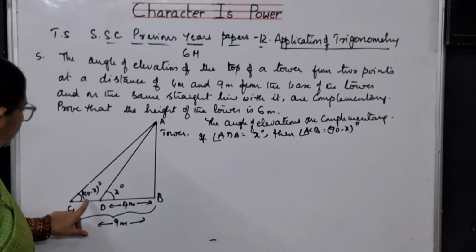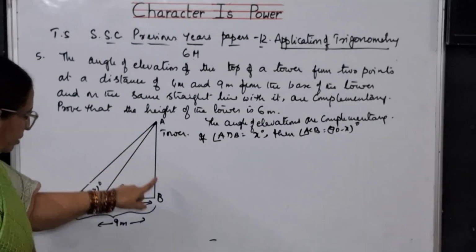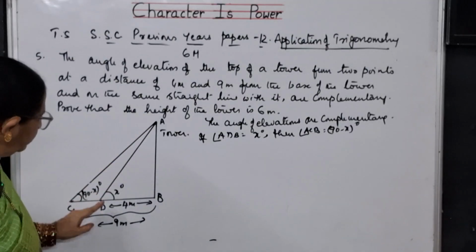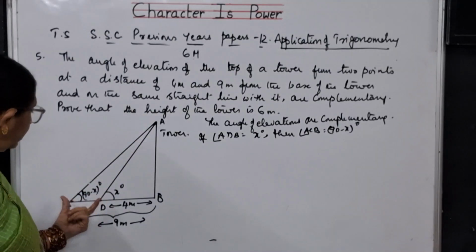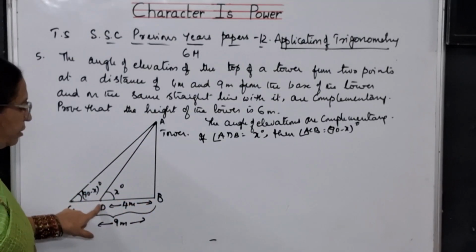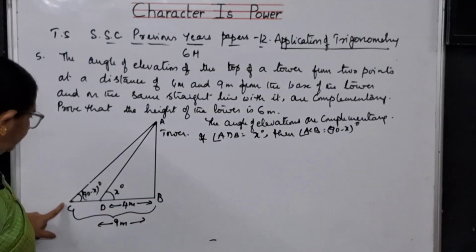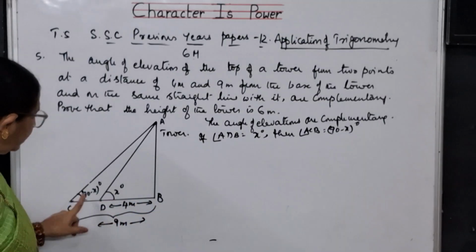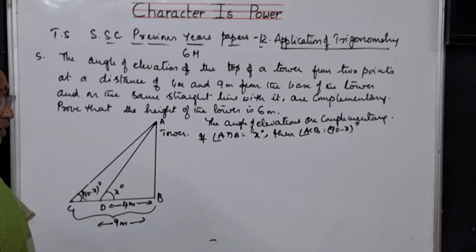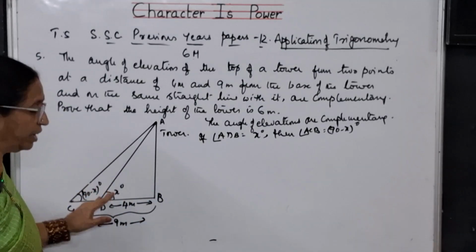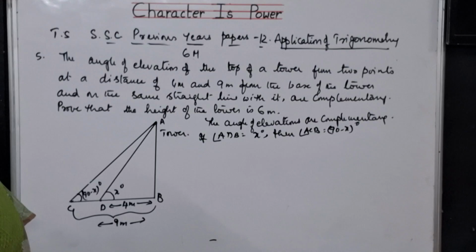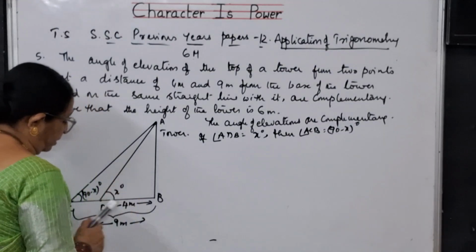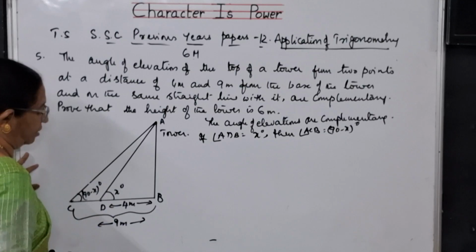Complementary they said, so these two if you add, see there is a tower, from 2 points the angle of elevations are taken. One is 4 meters away from the base and another one is 9 meters away from the base. So these two angle of elevations are complementary. Complementary means the sum of these two angles is 90 degrees. So if I consider one as x degrees, the other one will be 90 minus x.